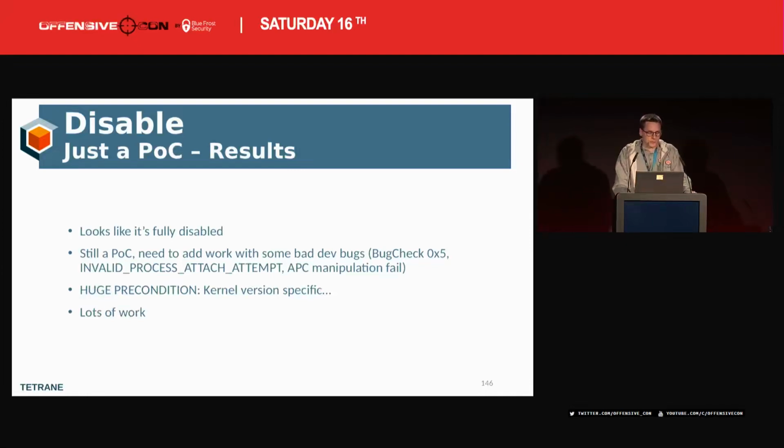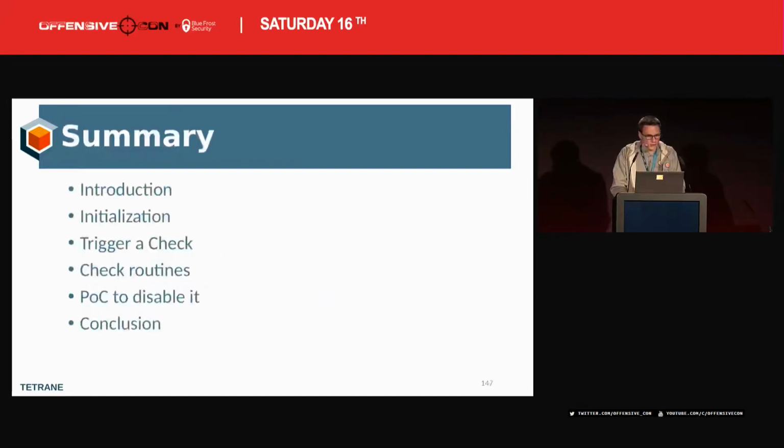There is a huge precondition, which is that it's kernel specific. It's specific to a specific version. Basically, I have a lot of hard-coded offsets in my driver, which will change, no doubt about it, between two versions of Windows 10. And yeah, there's still a lot of work to make it more reliable, but it's very interesting. So that's it for our proof of concept.